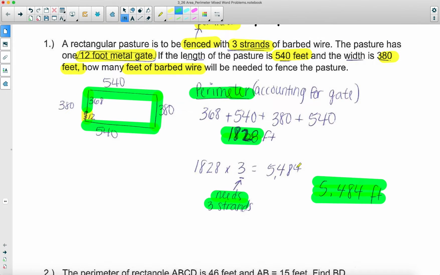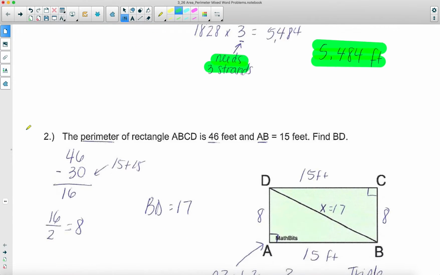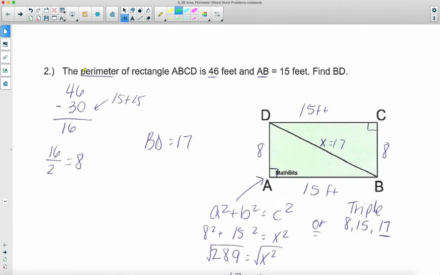Okay, so there's our first word problem dealing with perimeter. Moving on to number 2. Again, we're dealing with a rectangle whose perimeter is 46 feet, and one side length AB is 15 feet. Remember, in a rectangle, if they give you one side length, you automatically know that the opposite side, here DC, is equal, so it's also 15 feet.